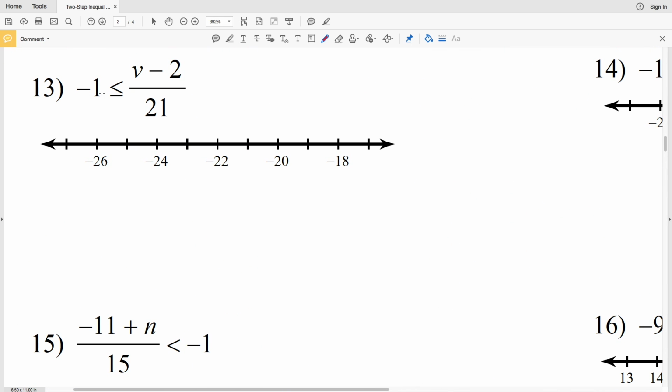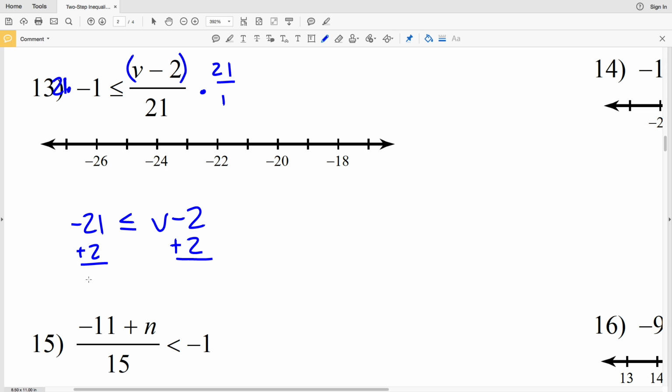On to number 13. Negative 1 is less than or equal to v minus 2, over 21. We're going to start by multiplying by 21 over 1. This will leave us with a negative 21 on the left-hand side is less than or equal to v minus 2 on the right. Then, when we add 2, we get that negative 19 is less than or equal to v for number 13. Circle and shade in that negative 19, and since negative 19 is less than or equal to v, we're going to shade in everything to the right. If you were to rewrite this, you would say that v is greater than or equal to negative 19.